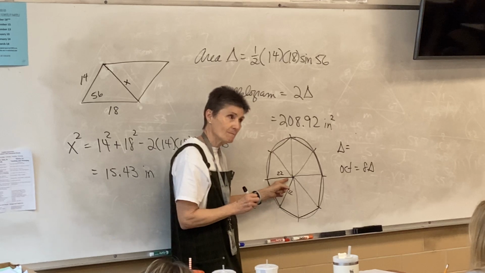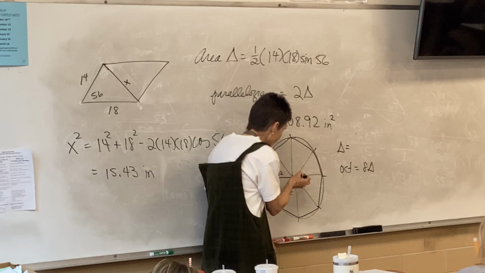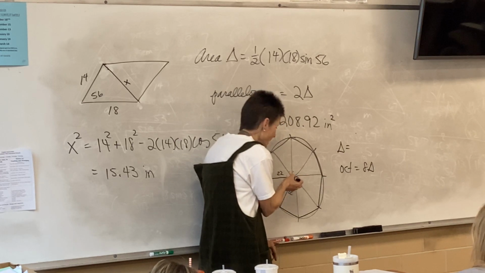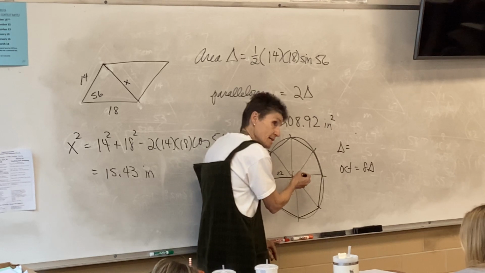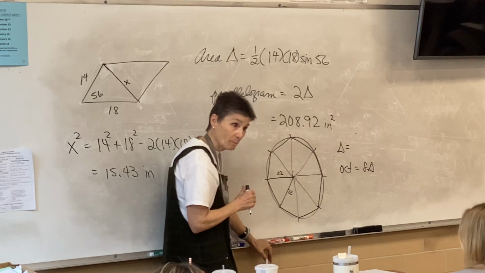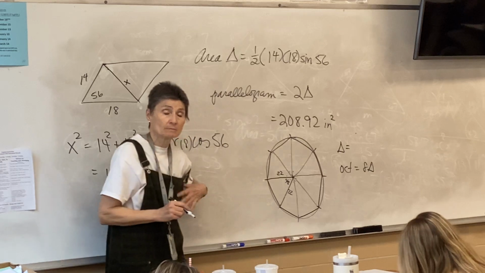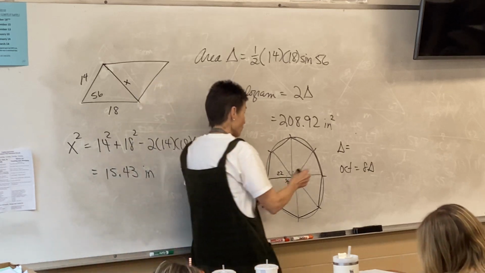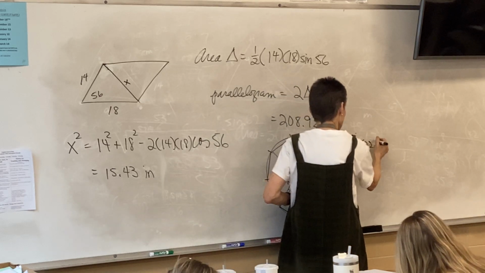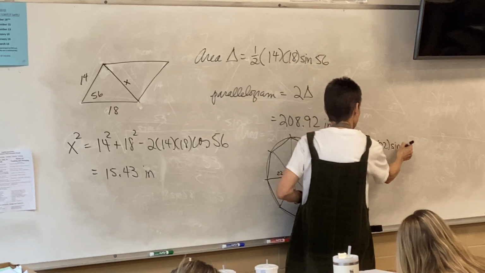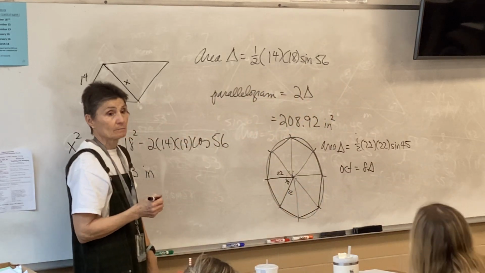Can I find that angle? Pretty easily, actually, because all of these angles are the same, right? And look at me, when I'm dotting them around, it's making a circle, right? So that's 360, divided up into 8 equal pieces. So that angle is 45. So the area of that triangle is 1/2 times 22 times 22 times sine 45. Would you agree with that?